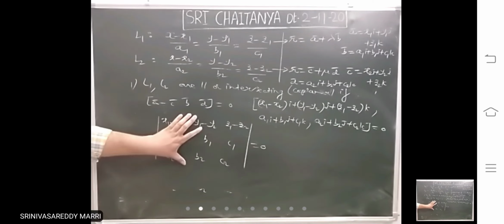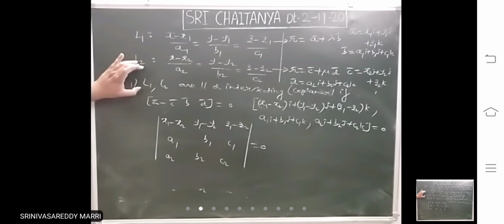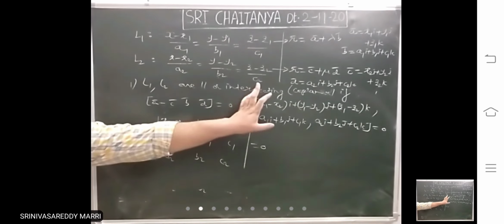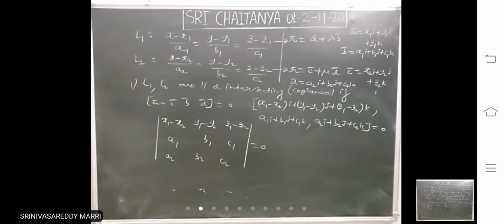So if this determinant equals 0, then the lines will be parallel or intersecting, that is coplanar. Similarly, if this is not equal to 0, lines will be neither parallel nor intersecting. They are skew lines and they are non-coplanar. Simple formula. Finally, this formula you have to remember. That's all. There will be definite problems on this in the exam. Let us look at how the problems will be.